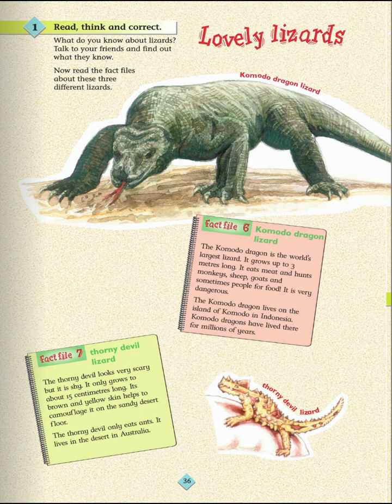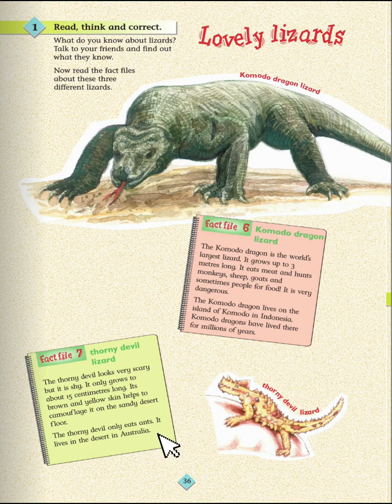The Komodo dragon is the world's largest lizard. It grows up to 3 meters long. It eats meat and hunts monkeys, sheep, goats, and sometimes people for food. It is very dangerous. The Komodo dragon lives in the islands of Komodo in Indonesia. Komodo dragons have lived there for millions of years.